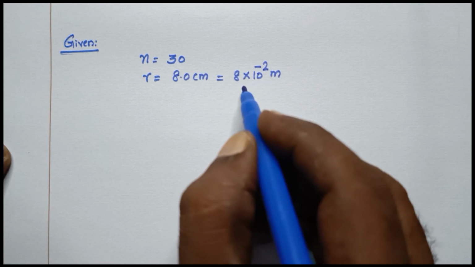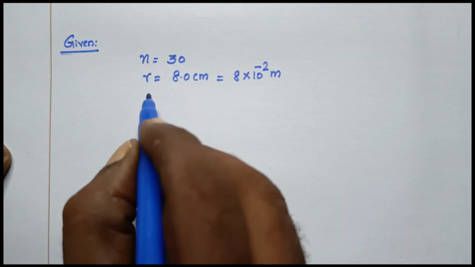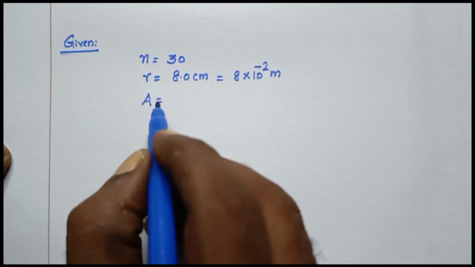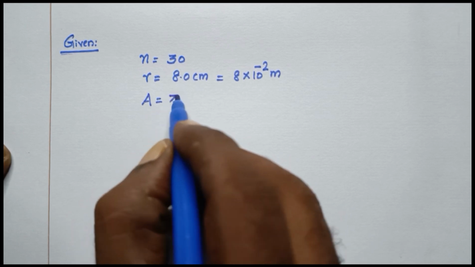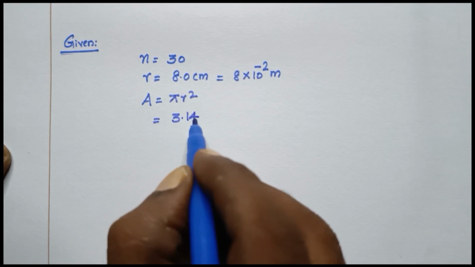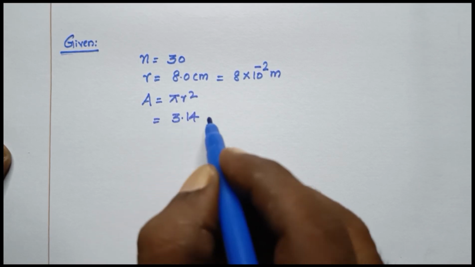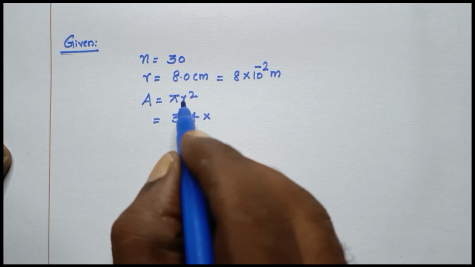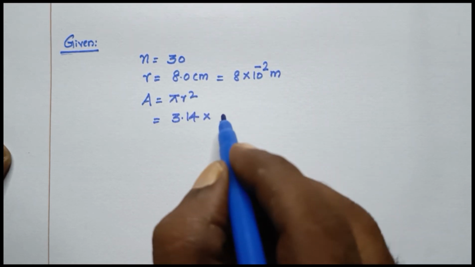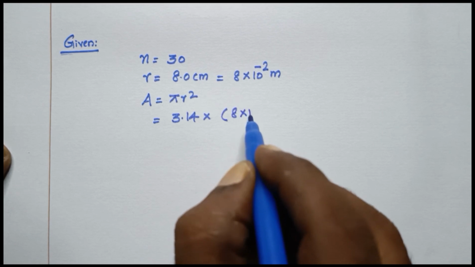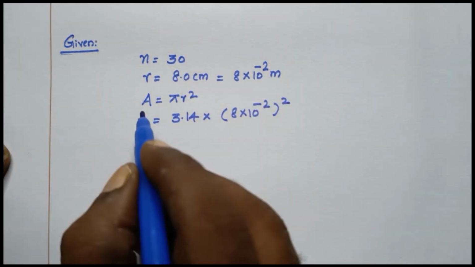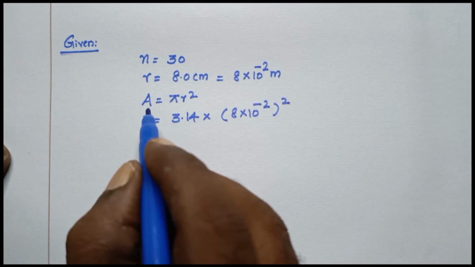From this we can find the area of the circular coil. Area A is equal to, since the coil is circular, area is given by pi r square. Pi is 3.14. We are taking pi as 3.14 into r square. r is 8 into 10 to the power minus 2 meter. r square is 8 into 10 to the power minus 2 whole square. So this is the area of the circular coil.